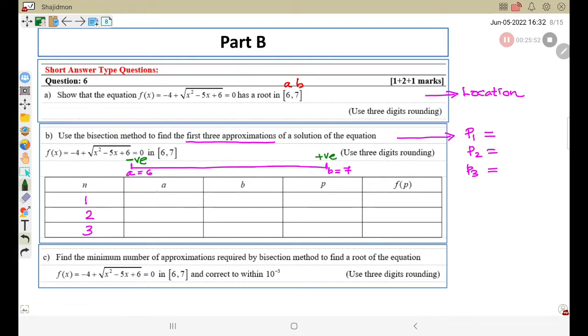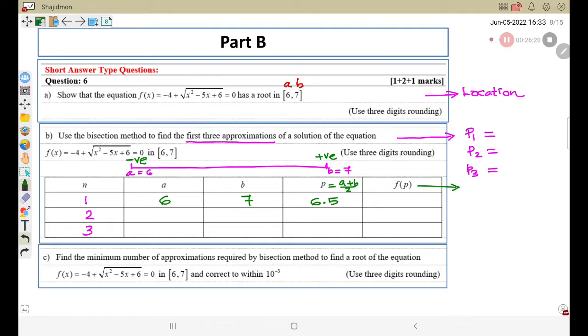Okay, so start the first approximation, 6 and 7. Now take the P number. What is the P number rule? A plus B divided by 2. A number plus B number divided by 2, 6 plus 7 divided by 2. You will get 6.5. Now apply this 6.5 in f of P.